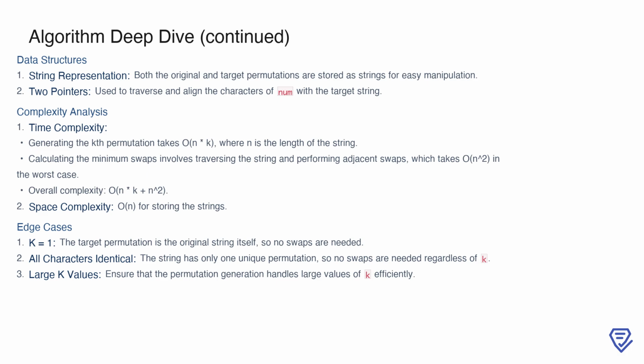Combining these, the overall complexity is n times k plus n squared. On the other hand, space complexity is limited to n, as we only store the strings and a few auxiliary variables. Special cases include scenarios where no swaps are needed, such as when k equals 1 or when all characters are identical. Additionally, the algorithm handles large values of k efficiently by leveraging the next permutation strategy.